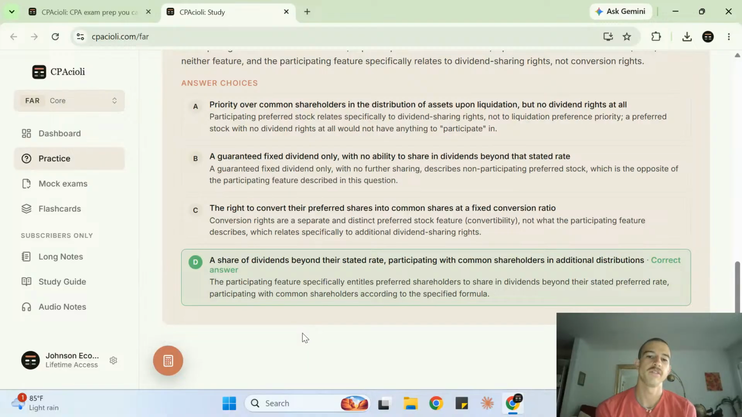The participating feature specifically entitles preferred shareholders to share in dividends beyond their stated preferred rate, participating with common shareholders according to the specified formula. Cool.